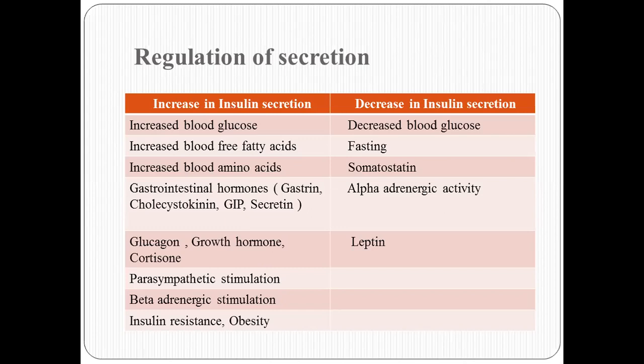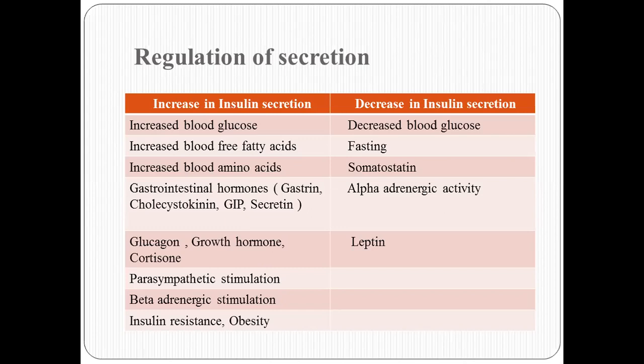Coming to the regulation of secretion, how the secretion of insulin is regulated. To cause the increase in the insulin secretion, there should be increased blood glucose, increased blood free fatty acid, increased blood amino acids. Along with that, you also have the action of gastrointestinal hormones like gastrin, cholecystokinin, GIP, and secretin. It is said that before the glucose is reaching in the bloodstream, these hormones will be secreted, and they will cause the release of insulin hormone. So immediately these hormones will cause the insulin secretion.